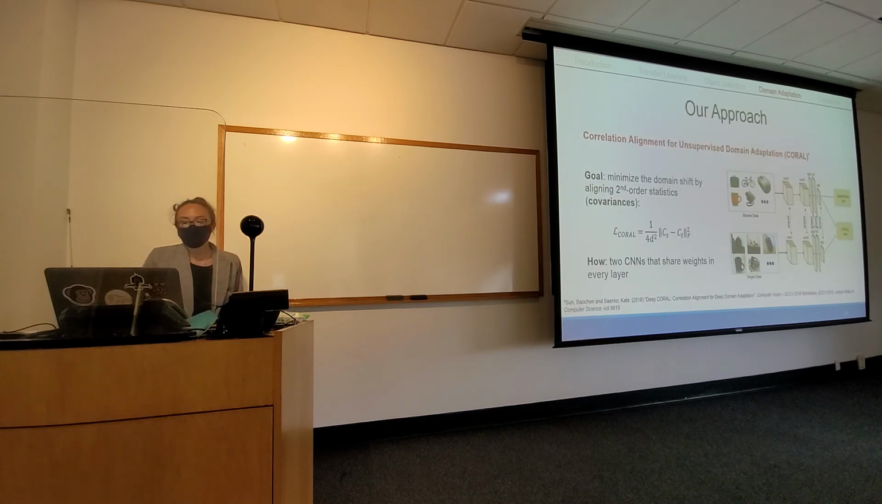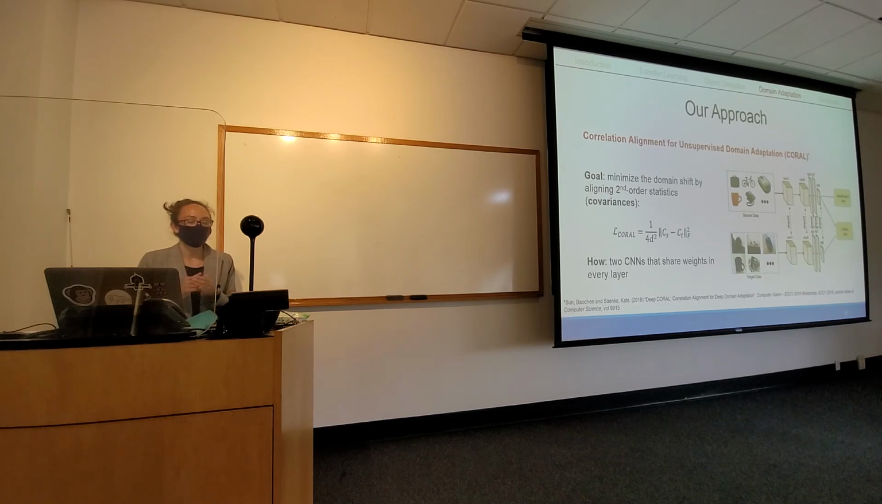So we look at two approaches. One is to use what is known as correlation alignment. All it means is that I'm taking two networks. Each of them is responsible for a different imaging domain, so source data and target data. And then they share all of their weights, so the filters they learn are exactly the same.